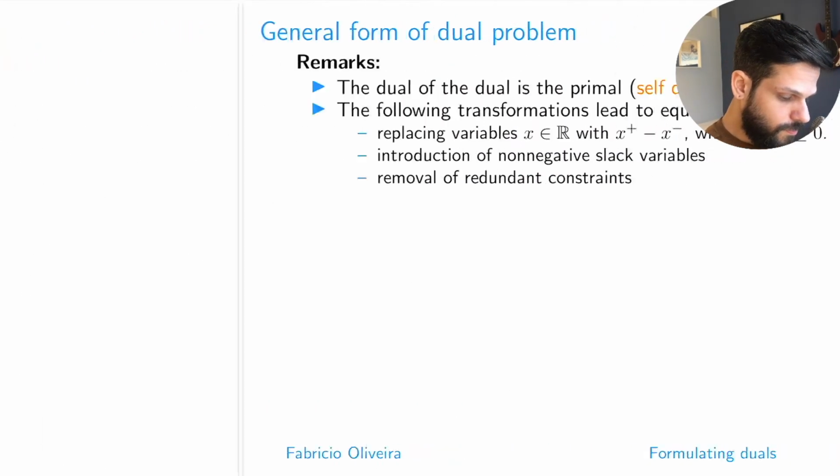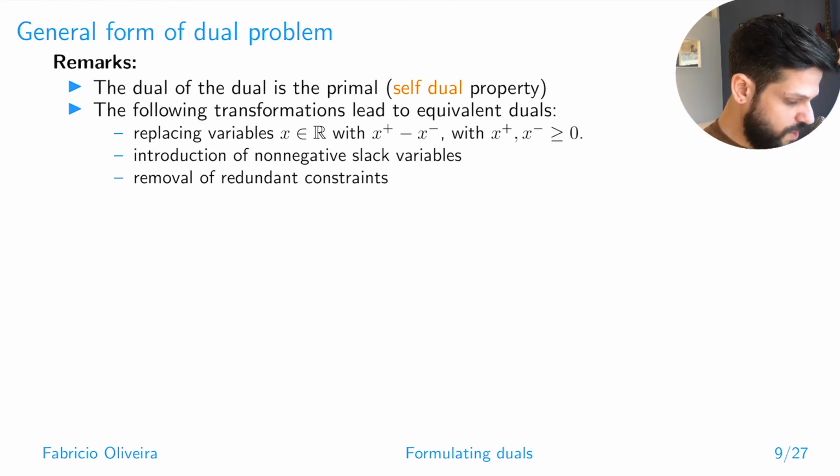So just a few brief remarks: the dual of a dual in linear programming is always the primal. So you kind of cycle: the dual of the dual is the primal, and the dual of the dual of the dual is the dual, and so on and so forth. That property is called self-dual. Some types of optimization problems have this property, and linear programs definitely have, which is great for us.